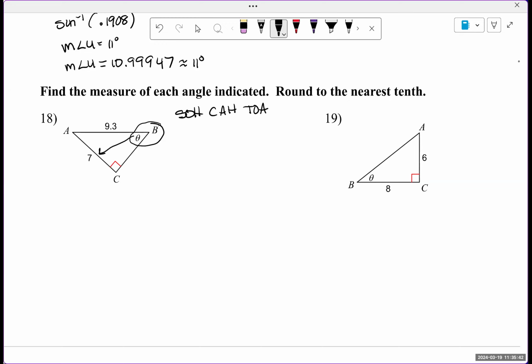So we have opposite, and 9.3 is adjacent or hypotenuse? Hypotenuse. Opposite and hypotenuse is which? Sine. I'm not comfortable with theta, I'm just going to say x is 7 over 9.3. This looks just like the other triangle problems we just did, but here's where it takes a different turn.